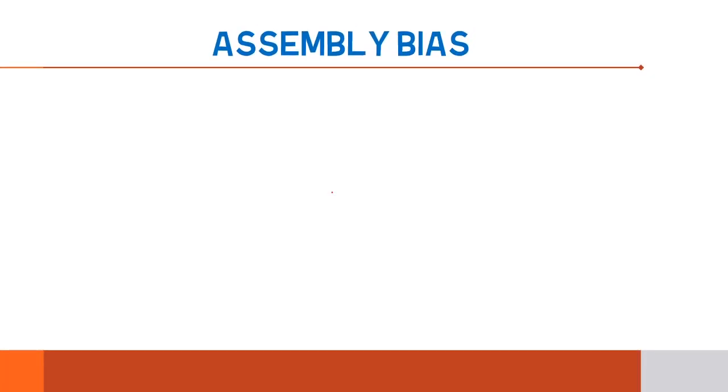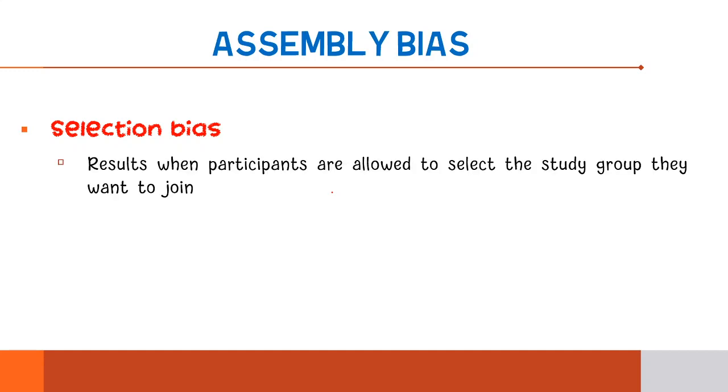So, starting with assembly bias, diba, in making a research study, the very first step that you do is to find participants and then assemble them into groups. That is actually what assembly bias is referring to in terms of your study participants. Now, first is your selection bias. Under assembly bias is your selection bias, which results when participants are allowed to select the study group they want to join.